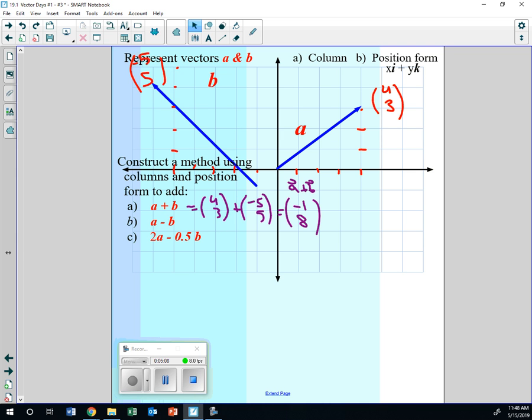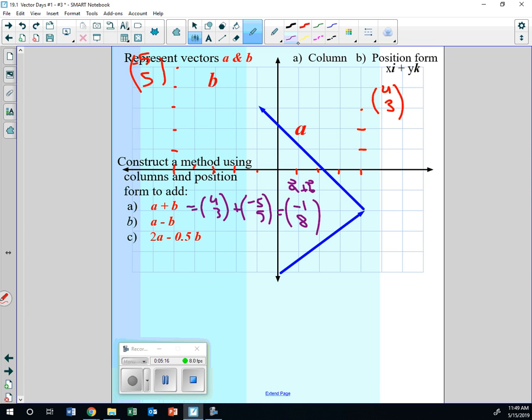So here is A, vector A. Here is vector B. Adding them head to tail, the resultant is from the tail of the first to the head of the last. So from the beginning, I'm going to go back 1, up 1, 2, 3, 4, 5, 6, 7, 8. It works, doesn't it? Perfect. Let's try A minus B.